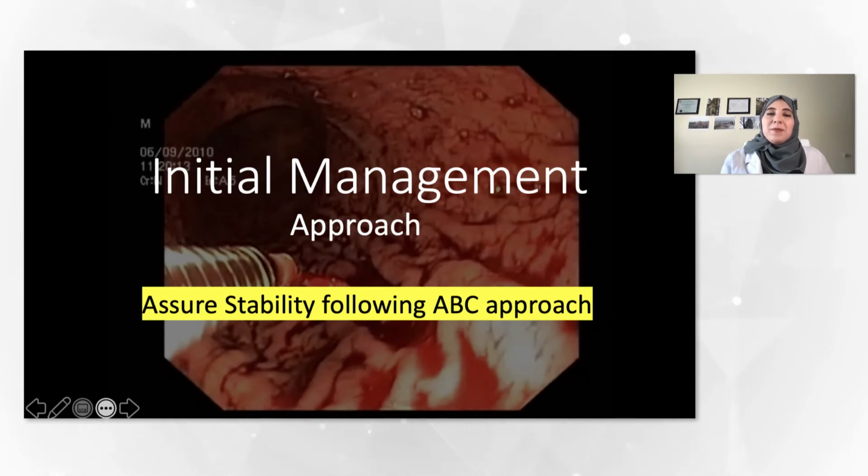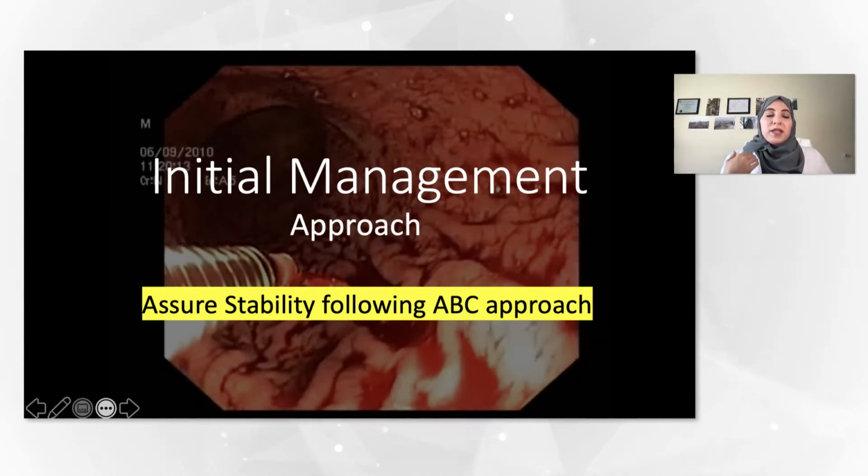How will you manage the patient in ER? Any patient coming with GI bleed in ER will require you to assess and assure his stability. Well, how can you do that? You can do that following ABC approach. A means airway, B means breathing, C means circulation.